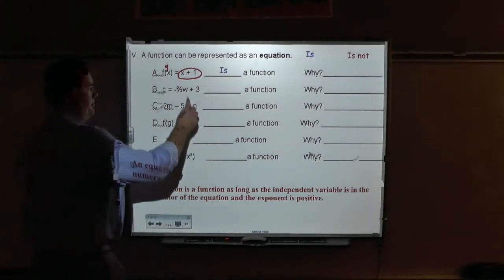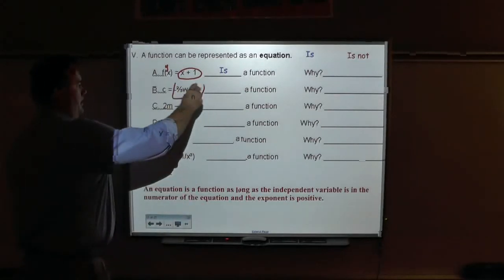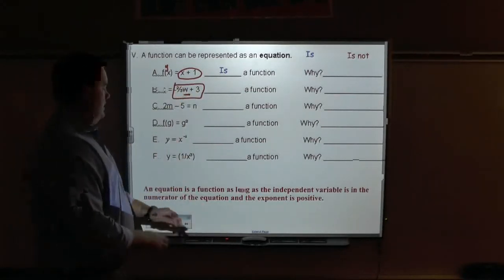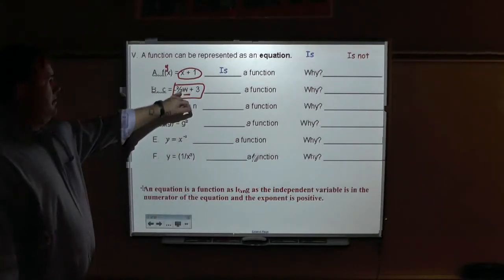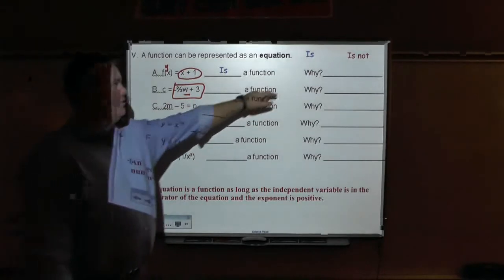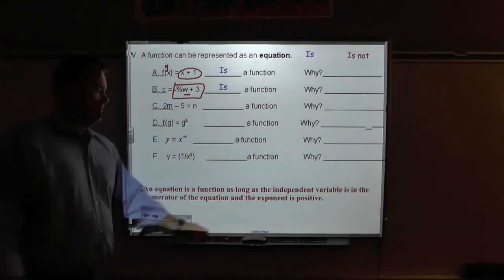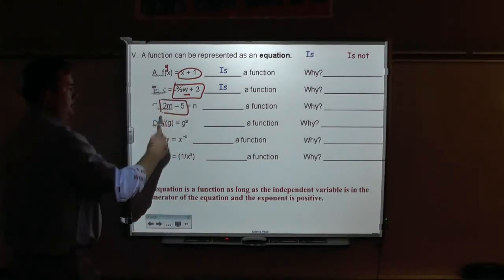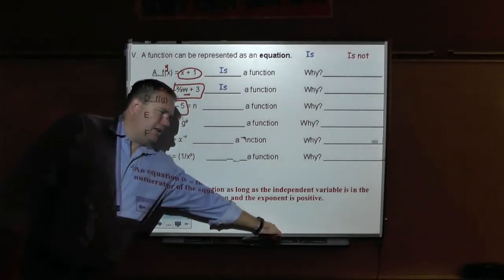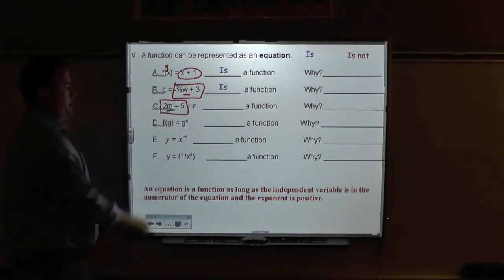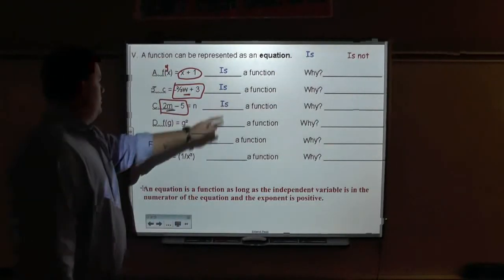The independent variable for b is w. Alright, that's in this function right here. Now, the key is to understand that this says negative 2/3 times w. Well, that w is in the numerator. So this one is also a function. Alright? For c, here's your function, 2m minus 5. So your independent variable is the m. And if you'll notice, that m is in the numerator. This one's also a function. Alright?